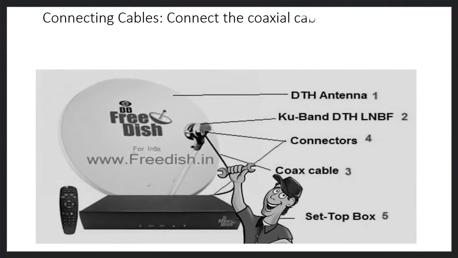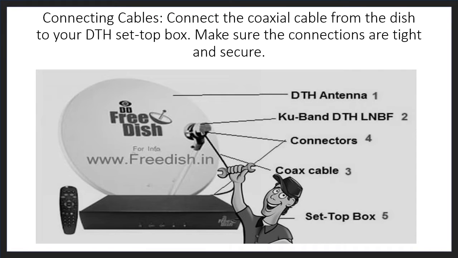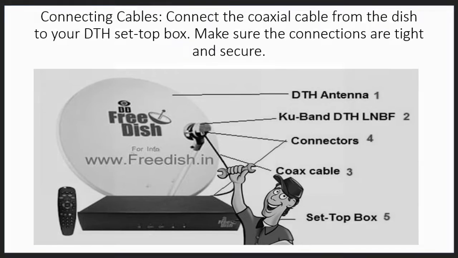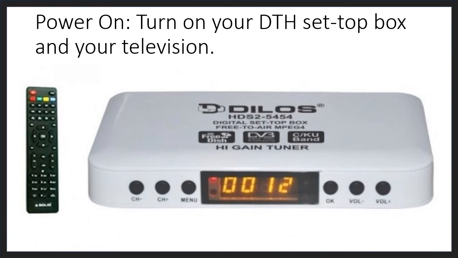Connecting cables. Connect the coaxial cable from the dish to your DTH set-top box. Make sure the connections are tight and secure. Power on. Turn on your DTH set-top box and your television.